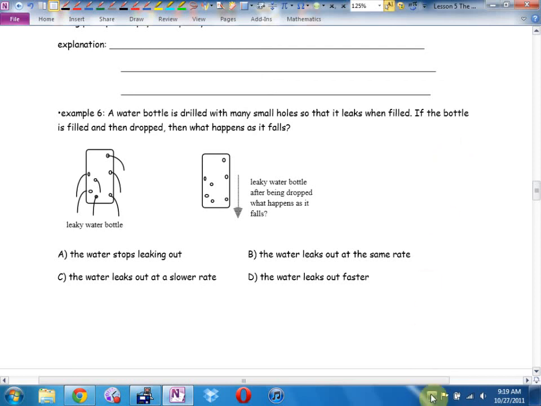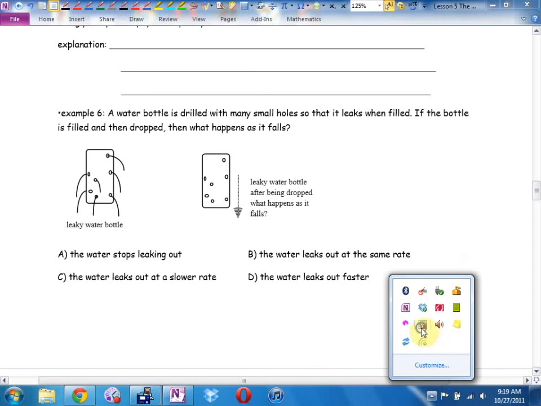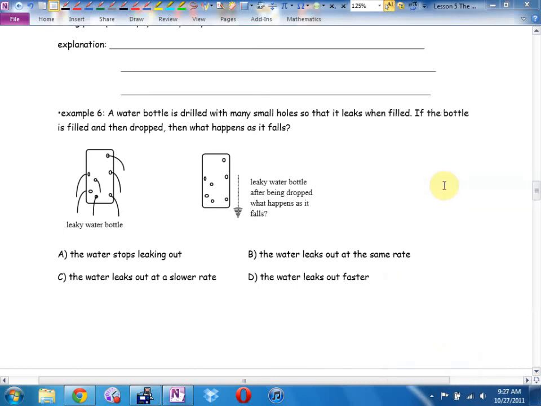Correct answer? A. Why? How come? How come? What are the forces acting on the bottle? When it's in free fall, what are the forces acting on the bottle? Gravity, and I guess a little bit of air resistance, but we've ignored that. When it's in free fall, what are the forces acting on the water?